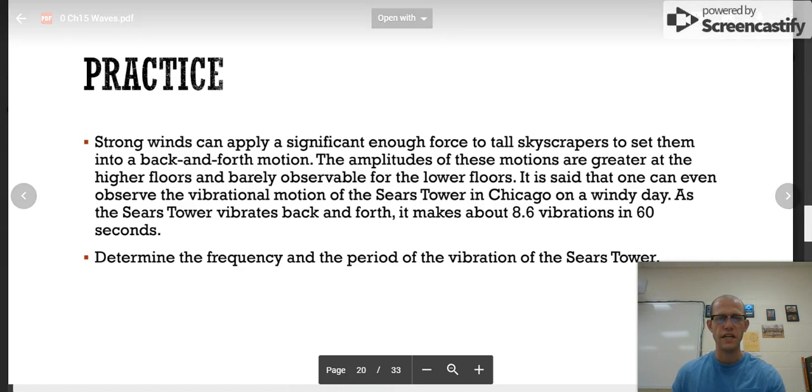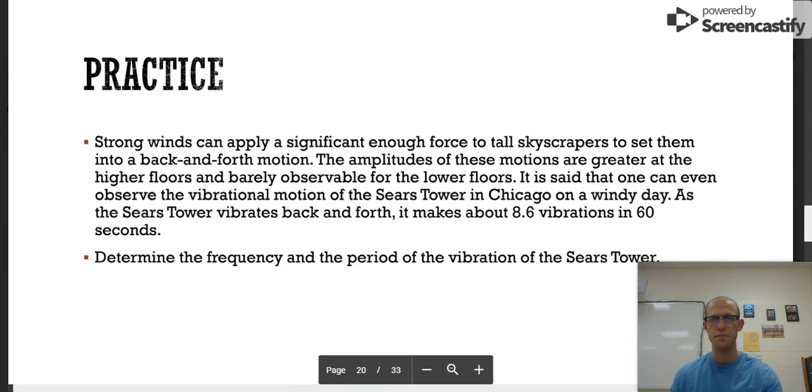Strong winds can apply a significant enough force to tall skyscrapers to set them into a back and forth motion. The amplitudes of these motions are greater at the higher floors and barely observable for lower floors. It is said that one can even observe the vibrational motion of the Sears Tower in Chicago on windy days. As the Sears Tower vibrates back and forth, it makes about 8.6 vibrations in 60 seconds. Determine the frequency and the period of the vibrations of the Sears Tower.